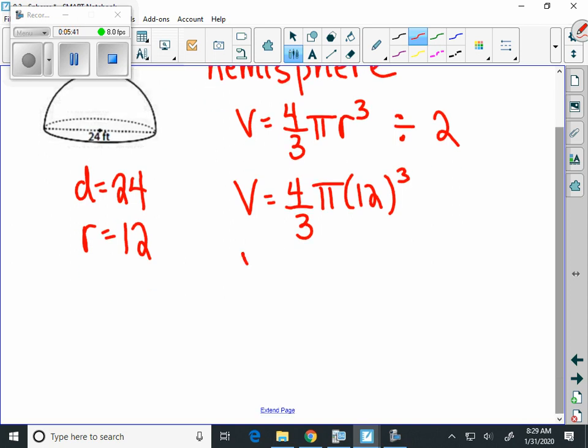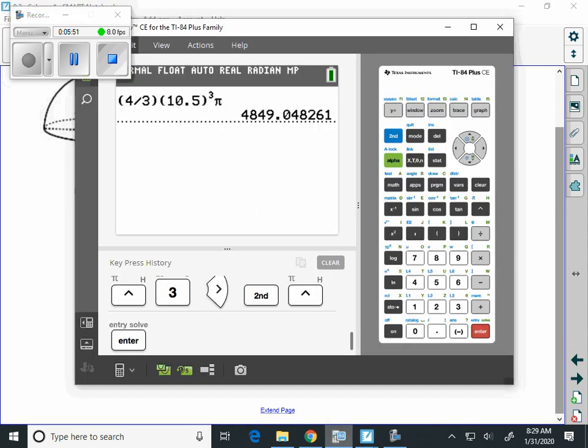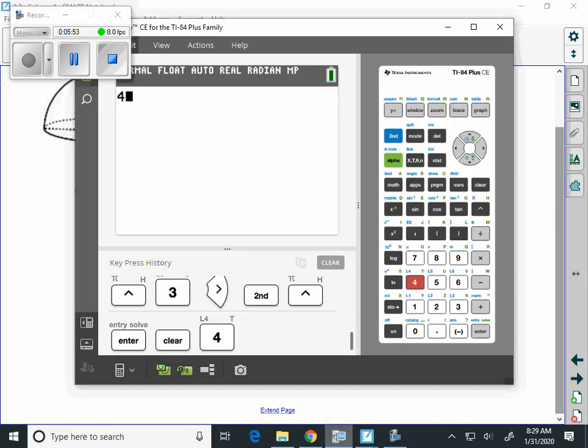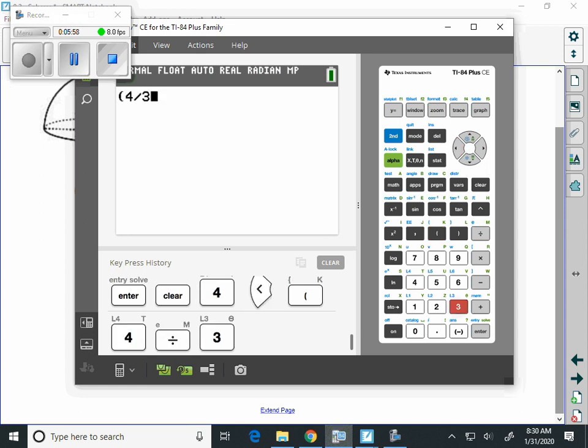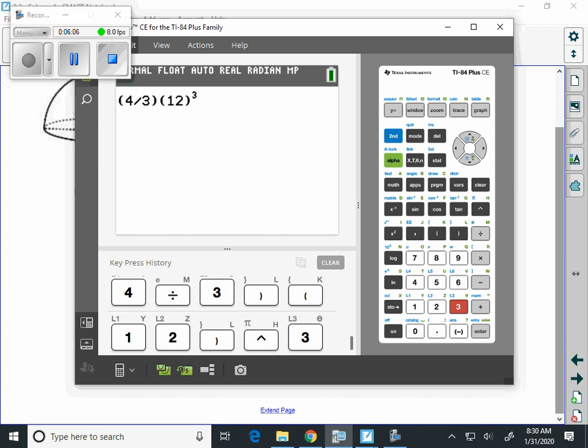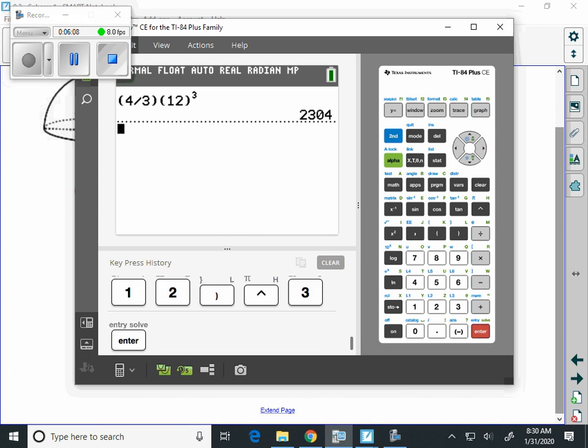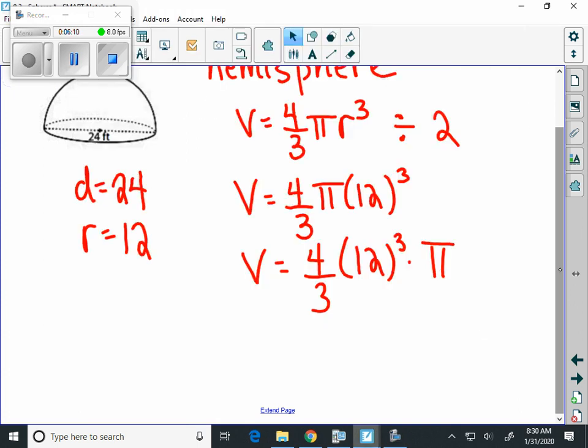When I type it into the calculator, because it does say leave answers in terms of pi, I'm going to type in 4/3 times 12 cubed, and then the pi. So 4, need parentheses, 4 divided by 3 times 12 cubed, caret to the 3rd power, gives us this number here, which is 2304 pi.